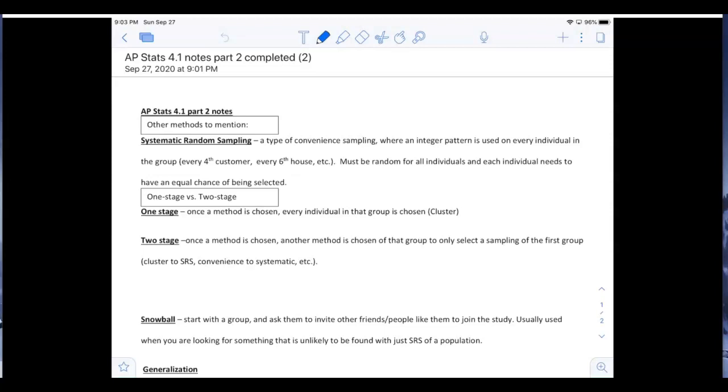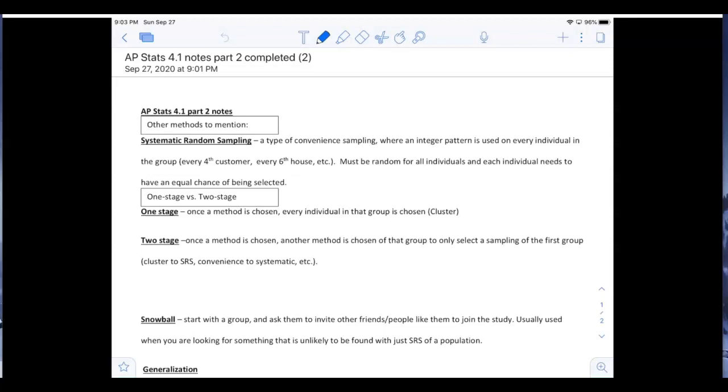Okay, so this is the second part of AP Stats 4.1 notes. We're just going over a few more of the sampling types that we have. So systematic random sampling is the last one that you'll probably get asked relatively frequently.